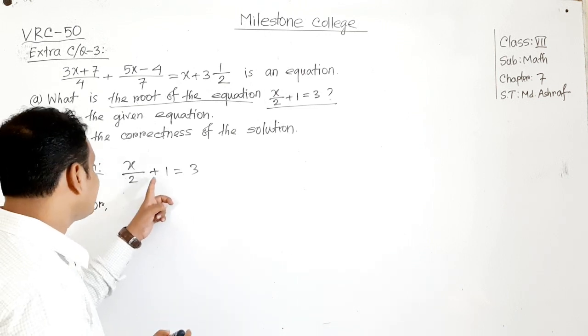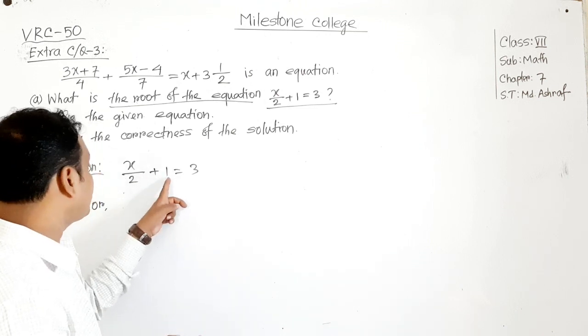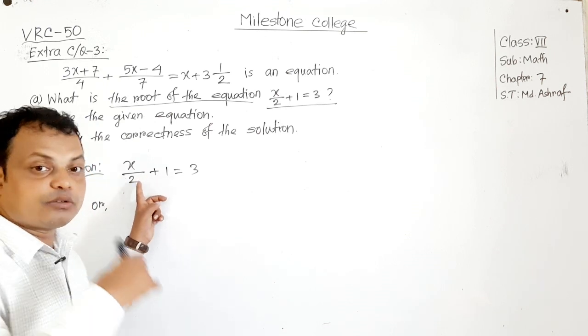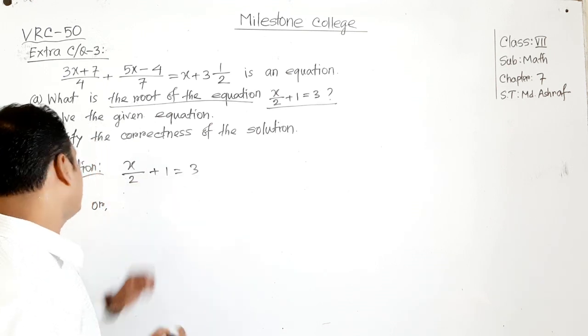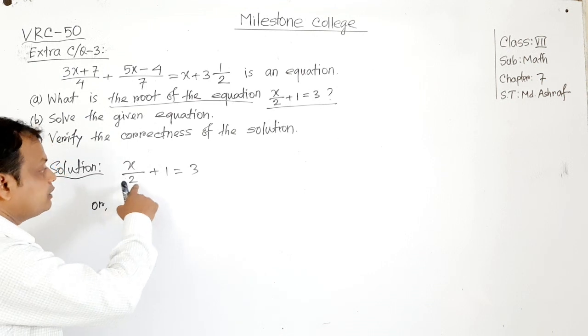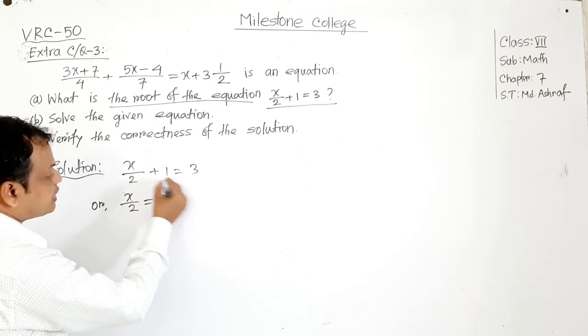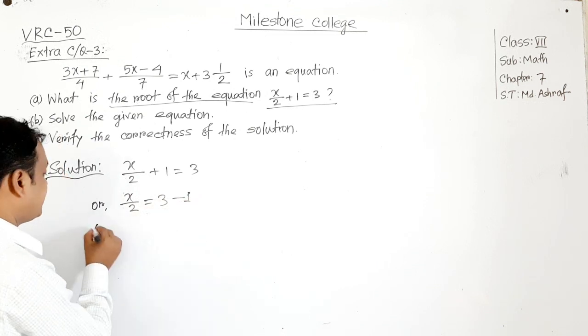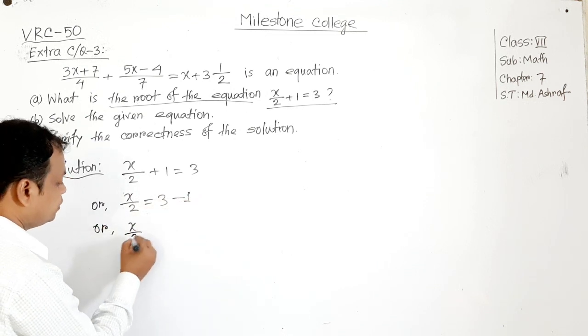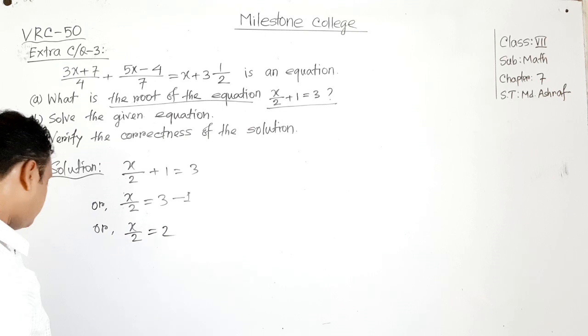At first we will change the side of 1. Here it is plus 1, and when it changes its side it will be minus 1. Always it will be the opposite sign. So x by 2 equals 3 minus 1. What do we get? x by 2 equals 2.